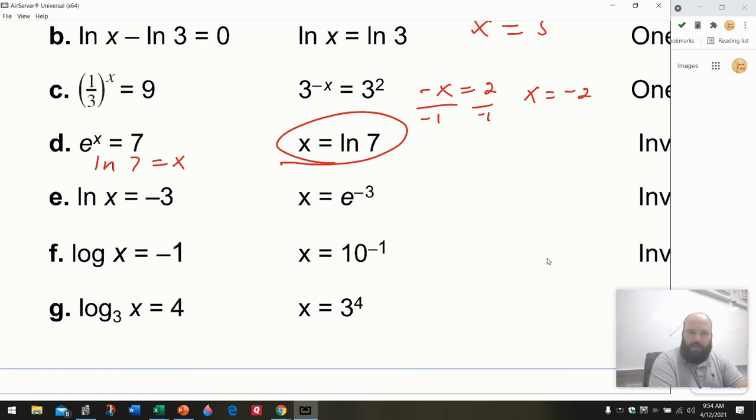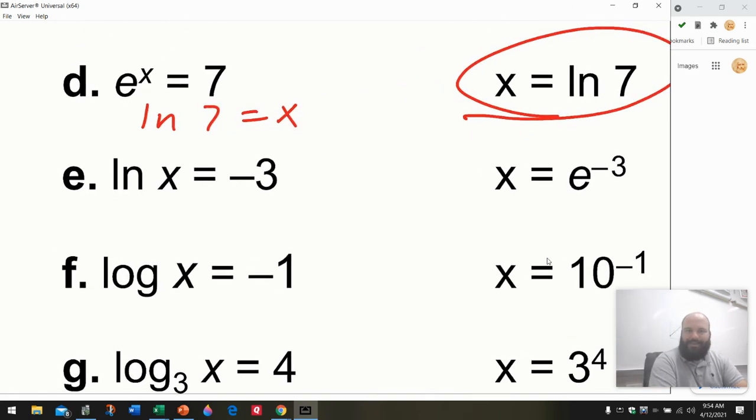Now the next one, part E, says natural log of x is equal to -3. Because it's already in logarithmic form, and we have this natural log of x, we need to get rid of this natural log. Now, some people might say, well, it's multiplying the x, so just divide by natural log on each side. That would be incorrect. Do not do that. You cannot divide by natural log.